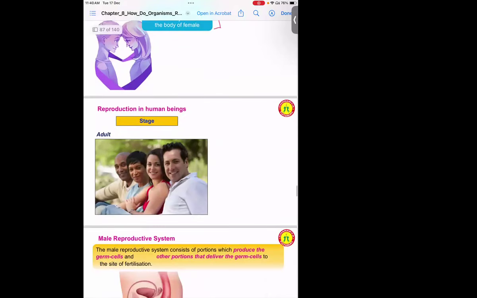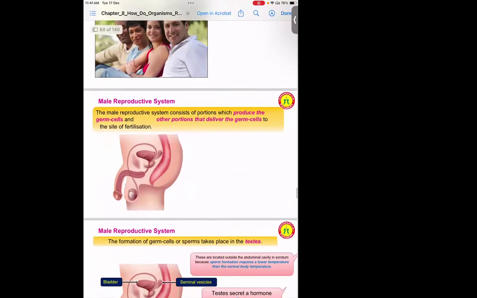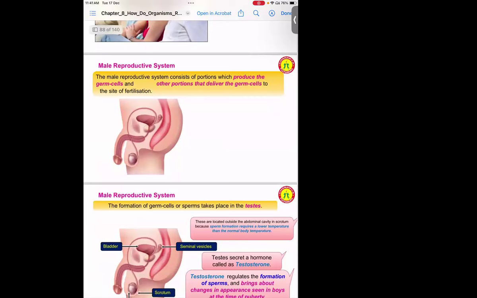Then next, the adults. Now, the very important topic is the male reproductive system. Very, very important. One year they ask about the male part, the second year they ask about the female part. So every year one of these two will come. Definitely, with the diagram, the parts and their functions, you should know this for a 3-marks question.